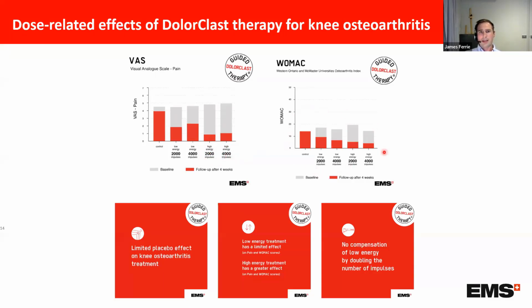And on the WOMAC scale as well, we see a similar conclusion, that it really comes down to not so much the total amount of shocks that's delivered, but the amount of energy that's delivered, which is correlated with the clinical impact. So we can see that the placebo had limited effect, and we can also see that low energy had limited effect as well. And this is where it gets a bit difficult in the literature to compare apples with apples.